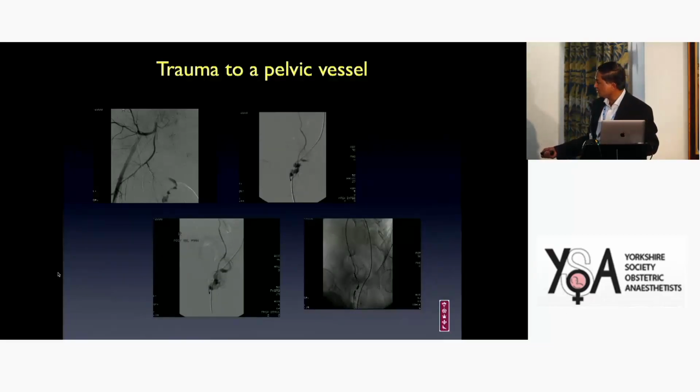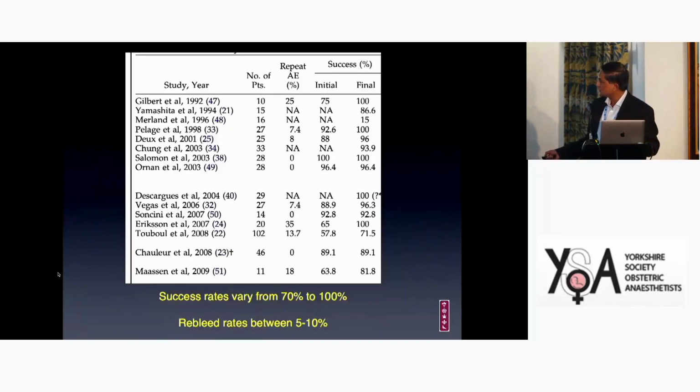Then you may have trauma. The fourth scenario is trauma to one of the pelvic vessels like I showed. Once again, you can see here that what we've done is put some coils in to block that off. So those are the 4 scenarios.